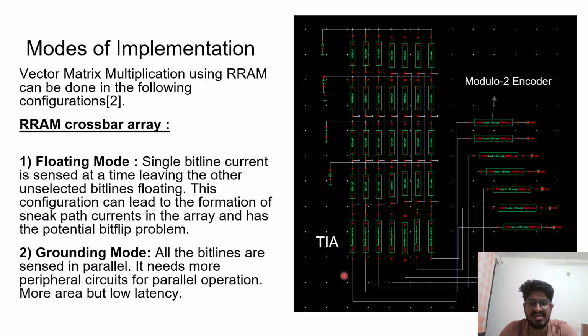So we can inherently see that in this configuration, grounding mode provides low latency. All the outputs come at a time. While in the floating mode, only one bit line is accessed at a time. So it will have more latency, but the area of the peripherals is greatly reduced.